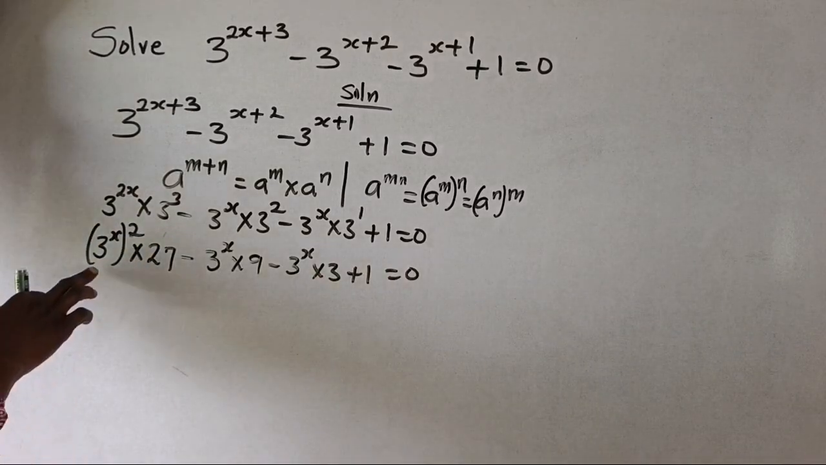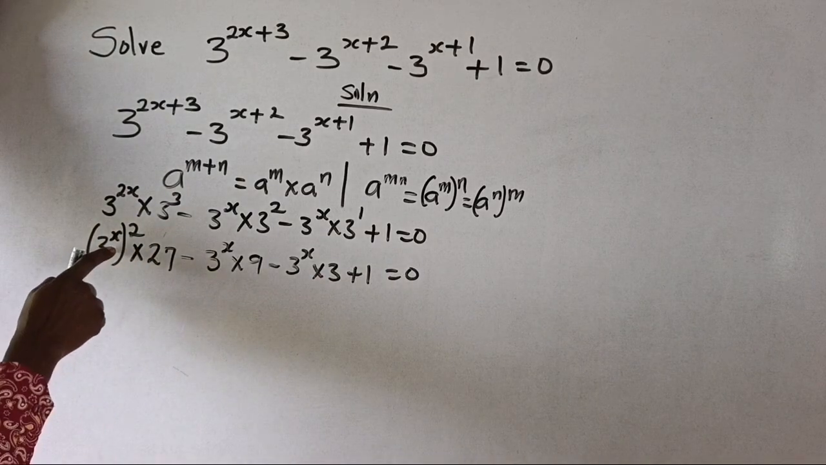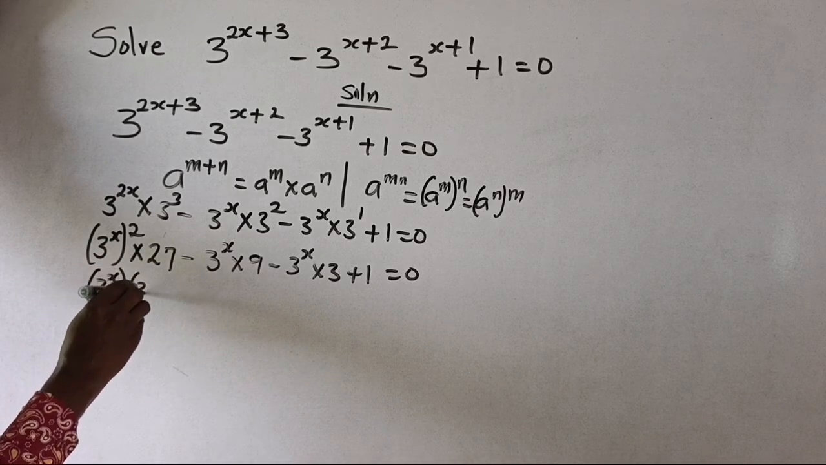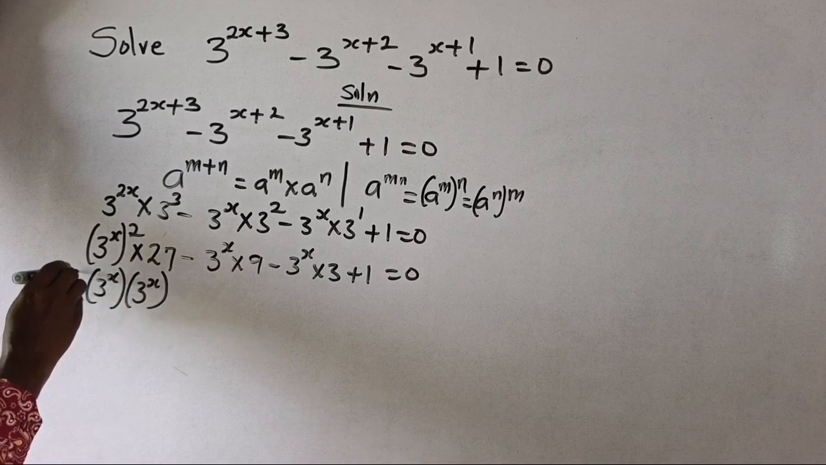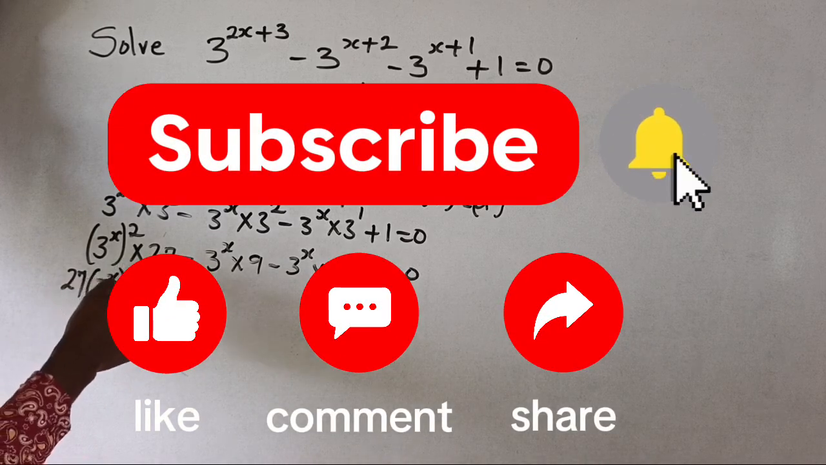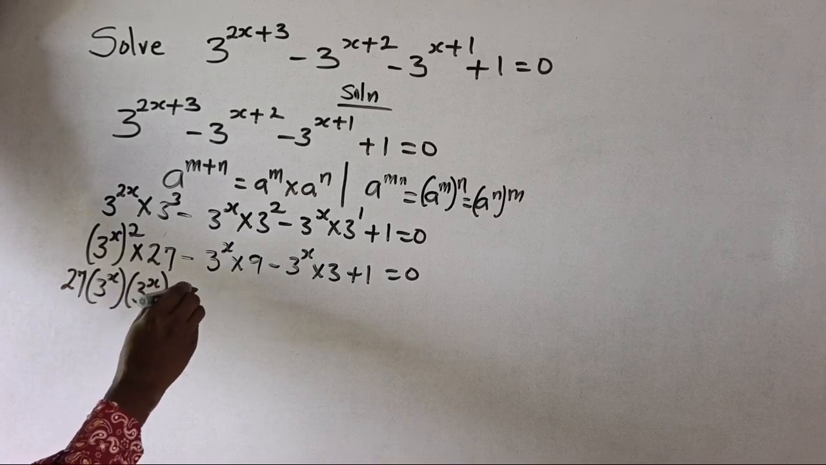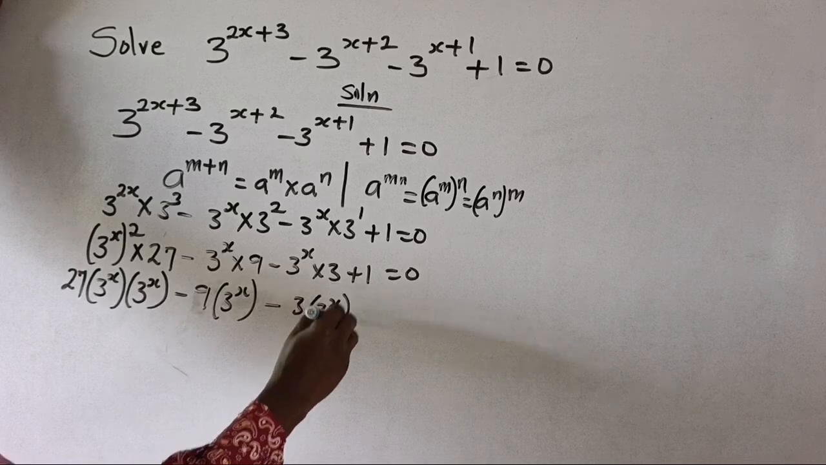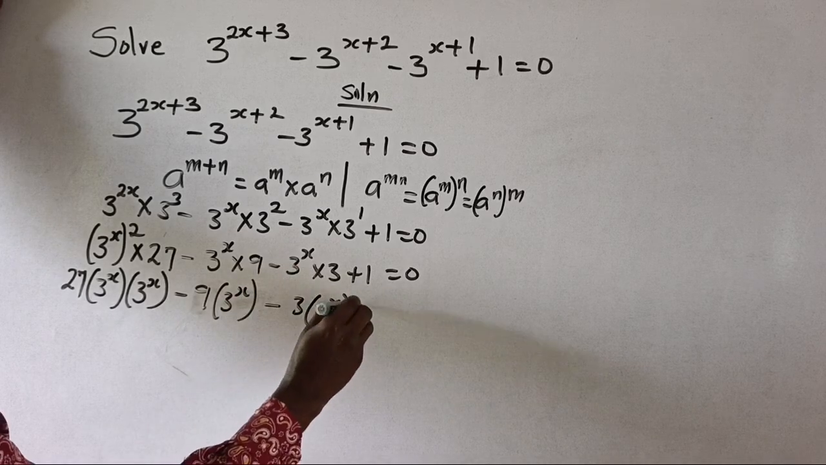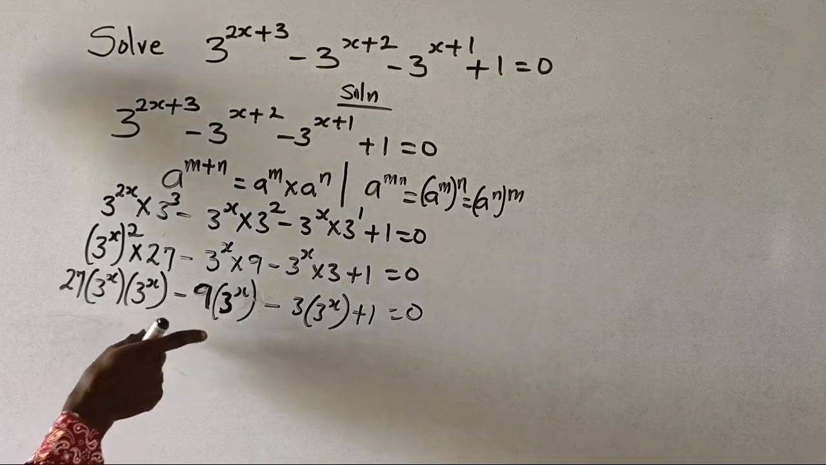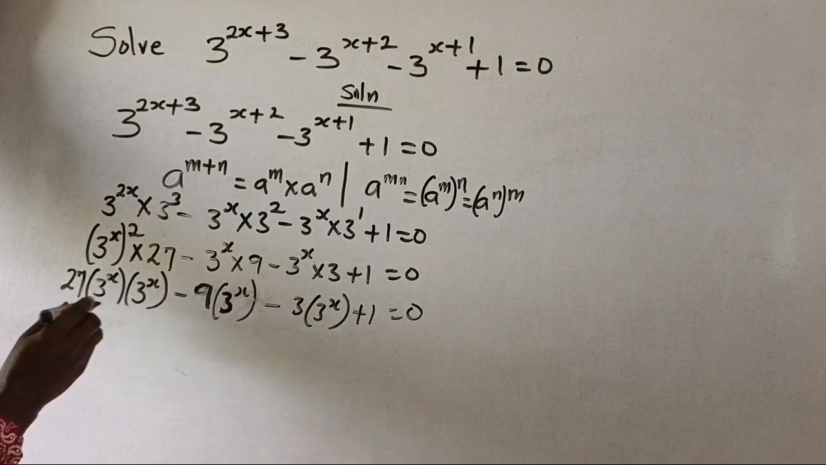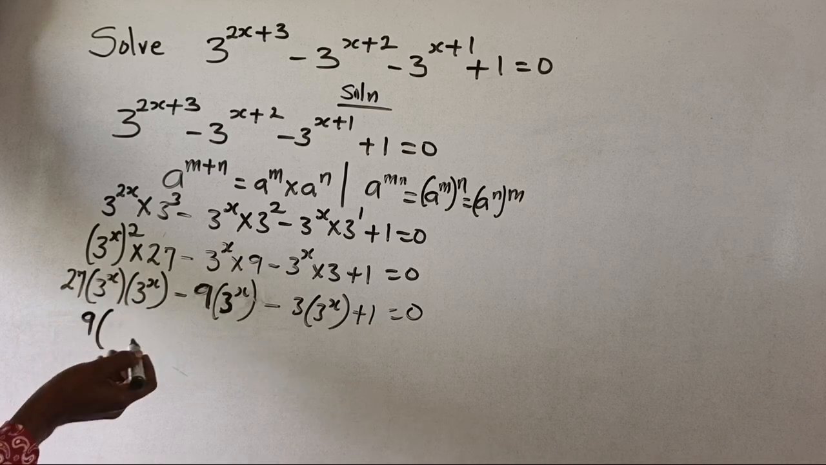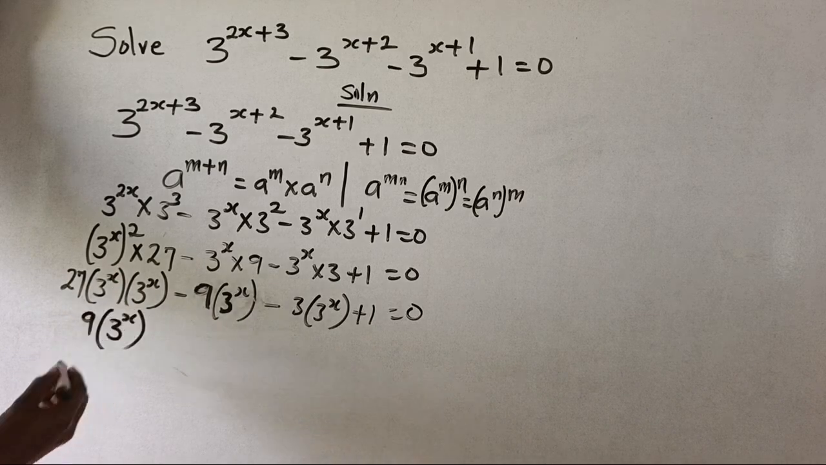When we consider the first two terms, this can be written as 3 raised to power x multiplied by 3 raised to power x, then we can bring 27 to the front, then minus 9 into 3 raised to power x, then minus 3 into 3 raised to power x, that is 3 times 3 raised to power x, then plus 1 equals 0. Consider the first two terms. 9 can go in 27, so we are going to factorize 9 out. Then also 3 raised to power x is a common factor, so it will be factorized out.